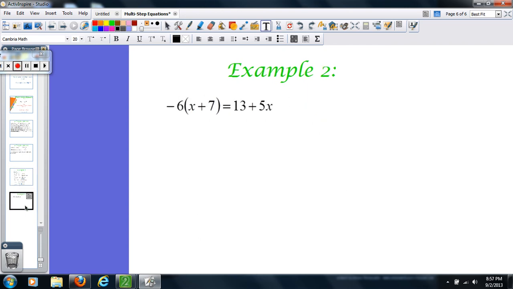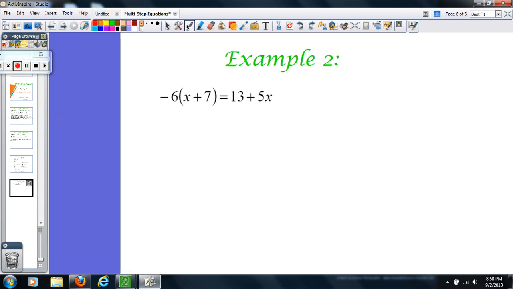Let's go to example number 2. With example number 2, you can see that this one's going to be a little bit longer. It's going to require a few more steps, a little bit more work.